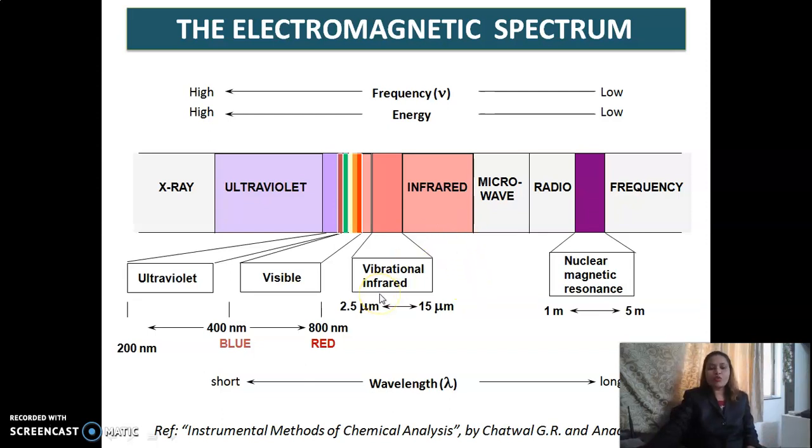Infrared spectroscopy is further subdivided into near infrared, far infrared and mid infrared spectroscopy. Near infrared spectroscopy has 14,290 to 4,000 centimeter inverse. Mid infrared spectroscopy is 4,000 to 400 centimeter inverse. Far infrared spectroscopy is from 700 to 200 centimeter inverse.